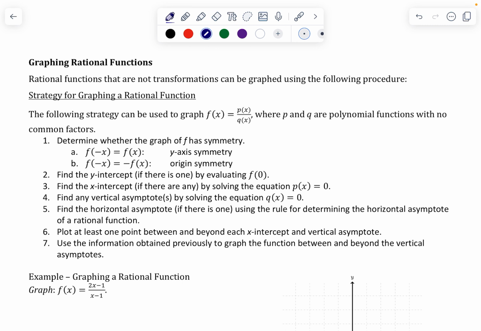Then we're going to find the y-intercept by plugging in 0, and the x-intercept by finding p of x equals 0. I'm going to abbreviate this: we're going to say this is the numerator equal to 0. Our vertical asymptotes we already talked about, but to make it easier, it's our denominator equal to 0. But also don't forget to make sure that we're simplified and we look for holes.